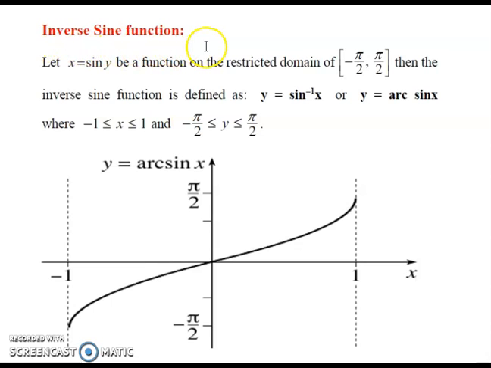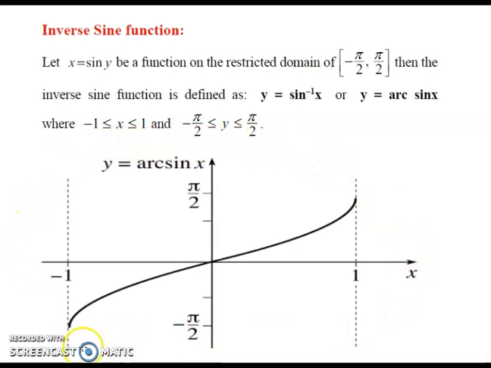Inverse sine function. Let x equal to sine y be a function on the restricted domain of the closed interval minus pi by 2 to plus pi by 2. Then the inverse sine function is defined as y equals sine inverse of x, or y equals arc sine x. This is the graph of the inverse sine function.